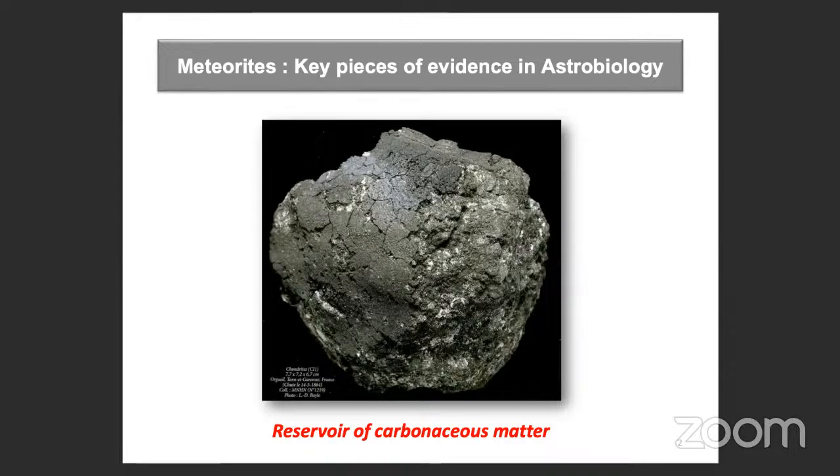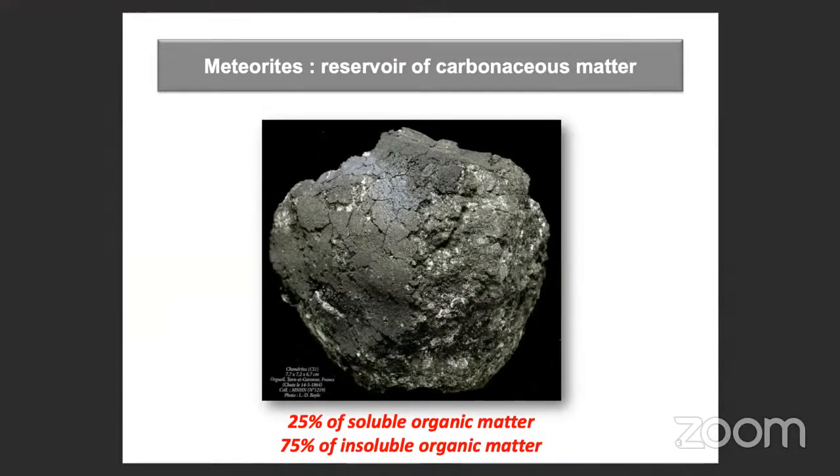And so some of these meteorites, not all meteorites, but the carbonaceous chondrite meteorites, present a fraction of organics in their content, up to 5% of their weight. And these organic molecules are divided into a soluble fraction and an insoluble fraction. So we can analyze these different fractions to obtain information about their molecular content.